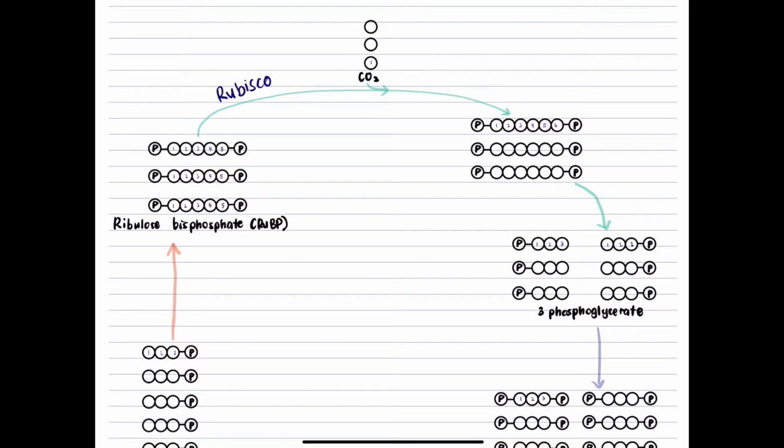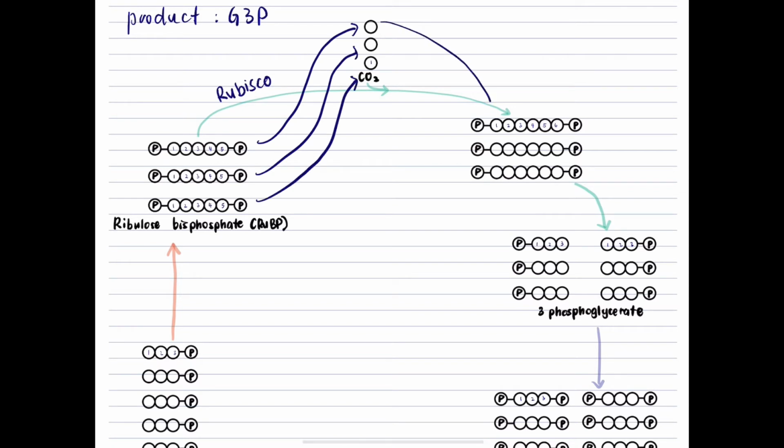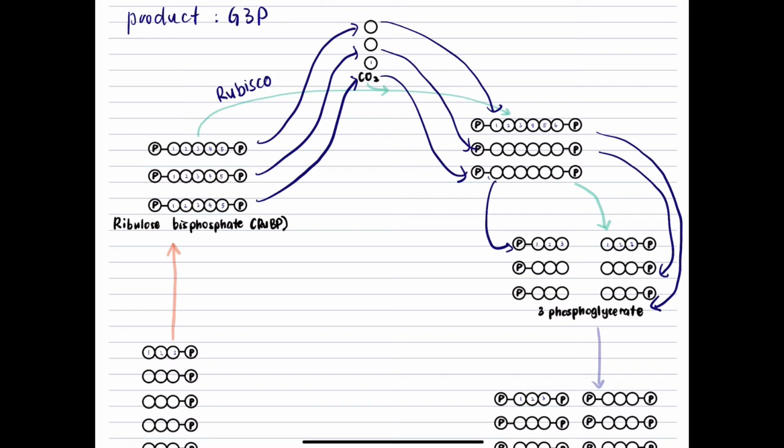In order to produce the product of Calvin cycle, which is G3P, 3 CO2 will need to be fixed. For each CO2 fixed, this is considered as 1 turn of Calvin cycle. So, 3 turns of Calvin cycle will occur simultaneously. From carbon fixation, we will produce 6 molecules of 3-phosphoglycerate.